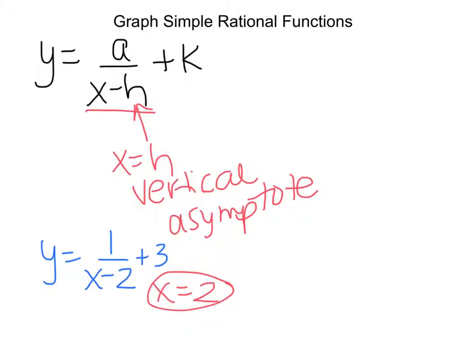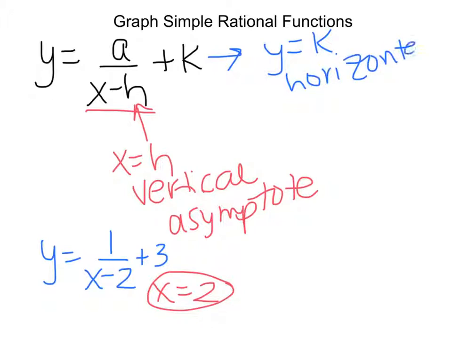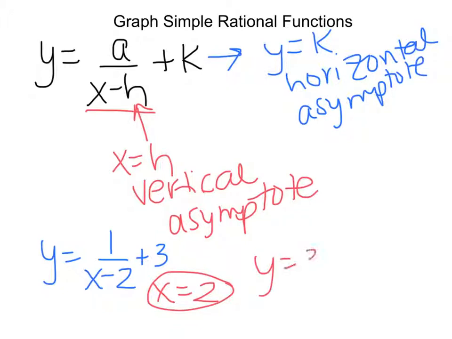All right, the other parameter here we have is our k, and that is going to be the horizontal asymptote. y equals k is the horizontal asymptote, and whatever that number is, that is the same thing. So in the example down below here, our y is going to be equal to 3 because that is our k value. So our h is the vertical asymptote and the k is the horizontal asymptote.